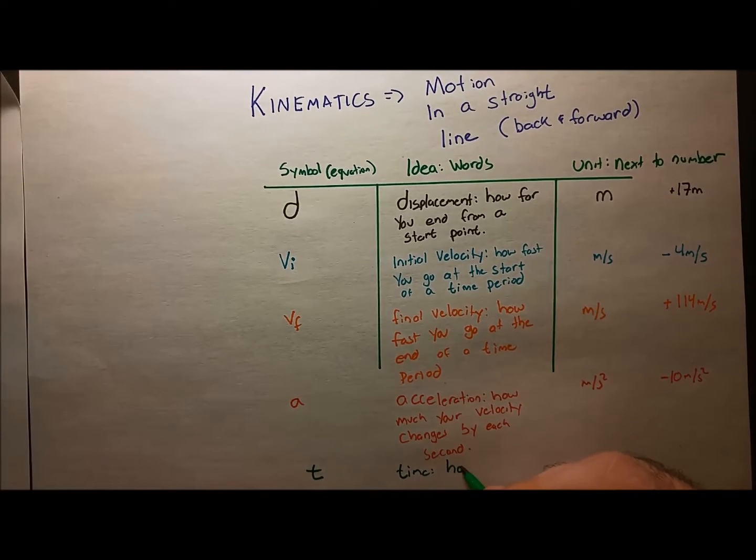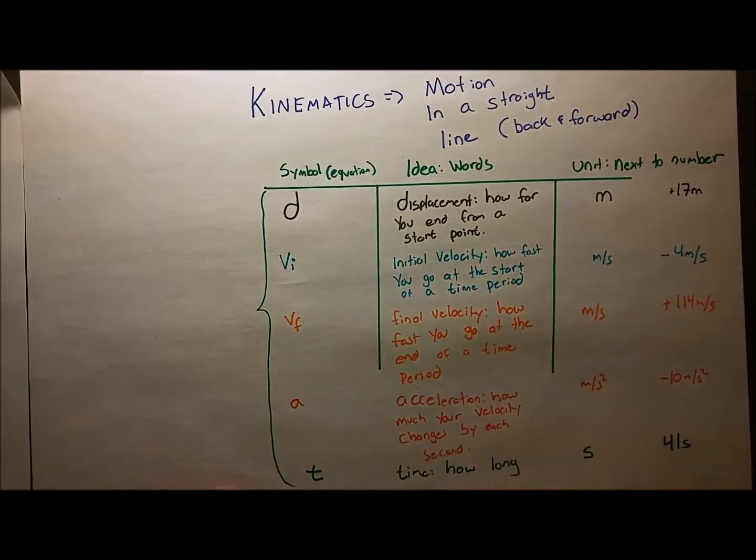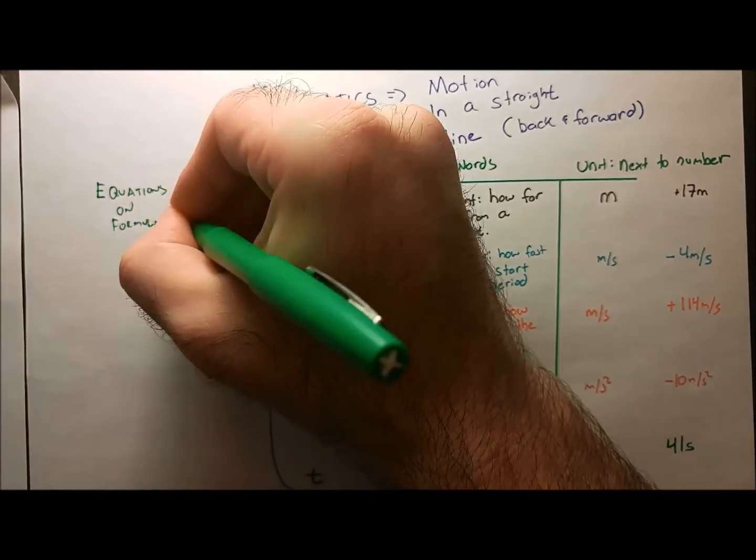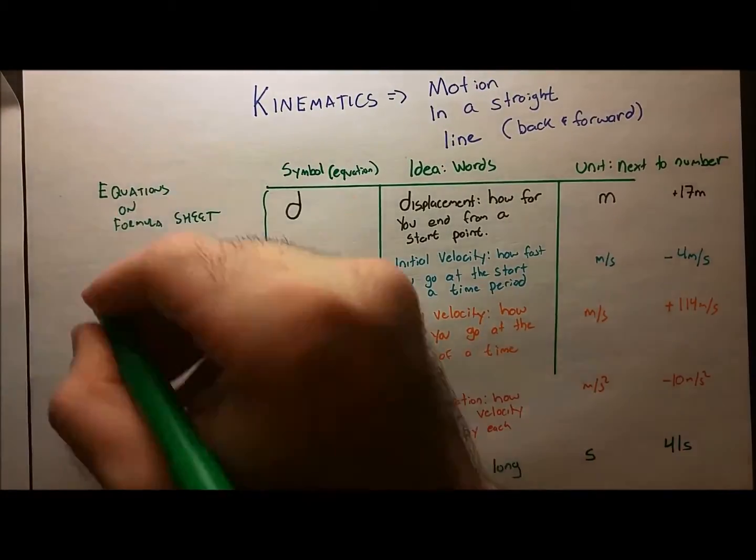And finally, we have time, which is how long something lasts for, measured in just seconds, and it doesn't have a positive or negative. It's just a number. Now, all these variables are related by the 4 kinematic equations. These equations you're going to find on your formula sheet, so you always have them available for you.